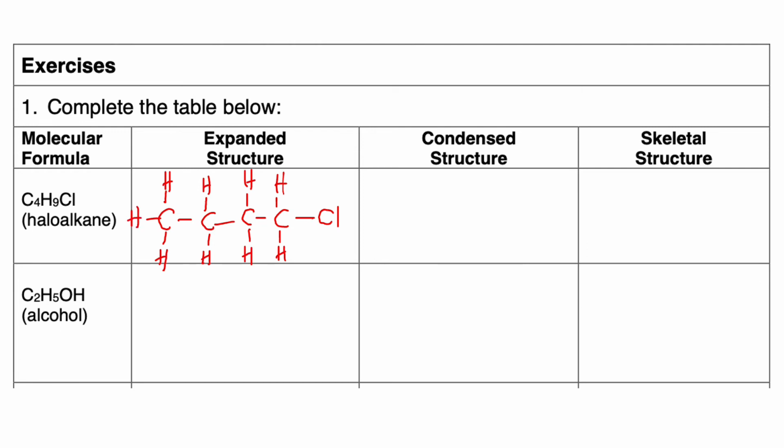So how are we going to write the condensed structure? CH3, CH2, CH2, CH2, with Cl in brackets. Like that. And how about the skeletal structure? Okay, for the skeletal structure, 4 carbon. So 1, 2, 3, 4. There's chlorine, right? At the last one, we put chlorine. Like that. Wait. It's not pretty, is it? Okay. So, like this, Cl.